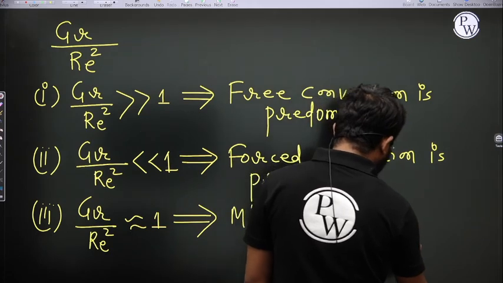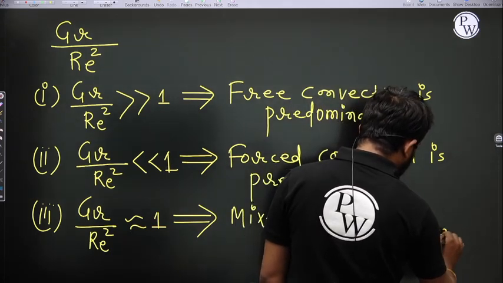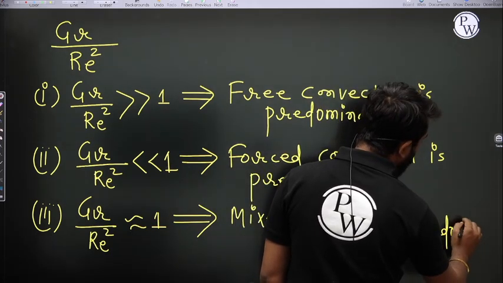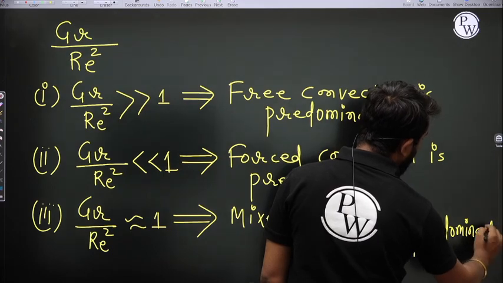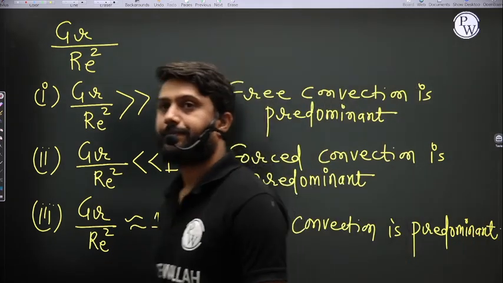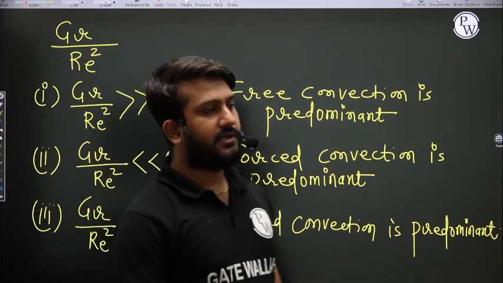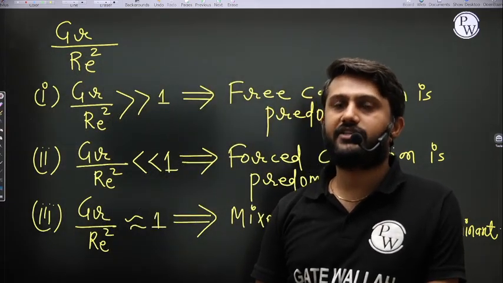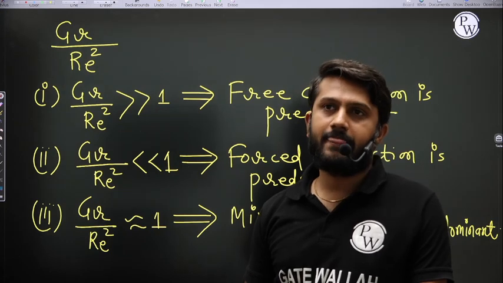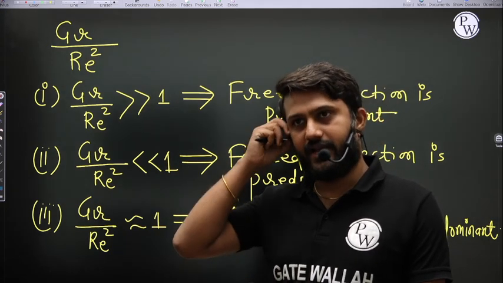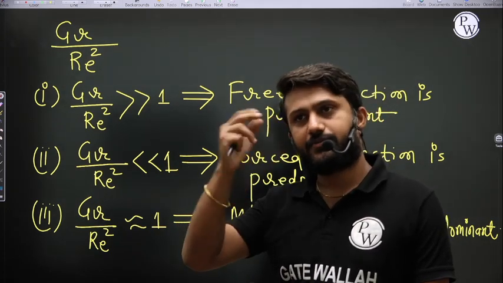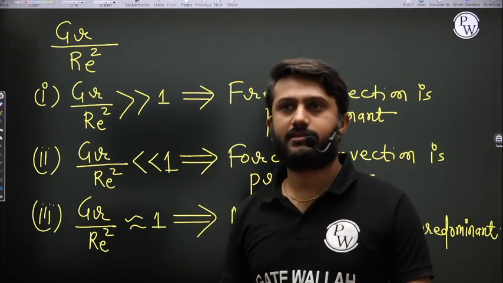Mixed convection is predominant. Right, so sometimes such type of question is directly asked in the examination. If Grashof number by Reynolds number square is very very greater than 1, then which type of convection is predominant? So you should remember this logic.